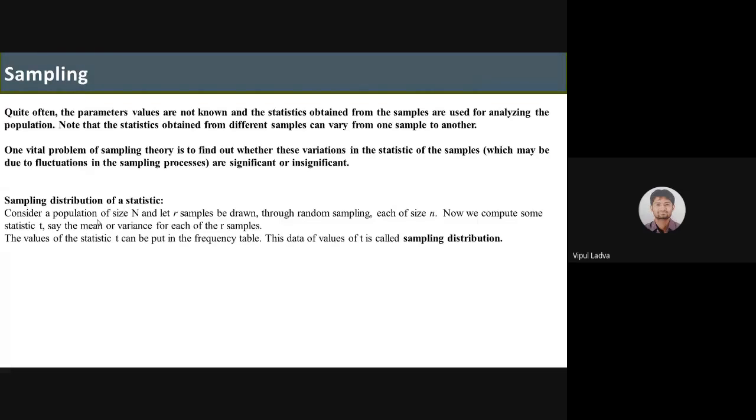Now we need to switch over to the sampling distribution, but before going for the sampling distribution, let's discuss 2-3 things. Read this particular for me. Quite often, the parameter values are not known. What do we mean by parameter here?